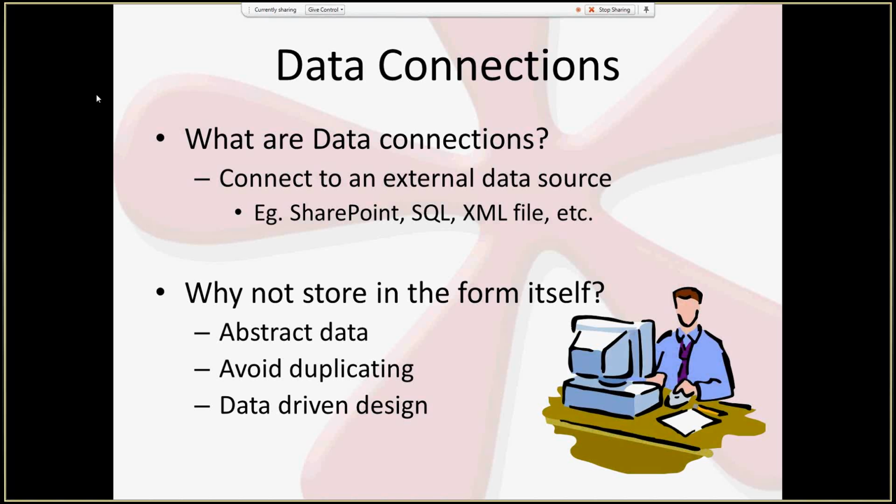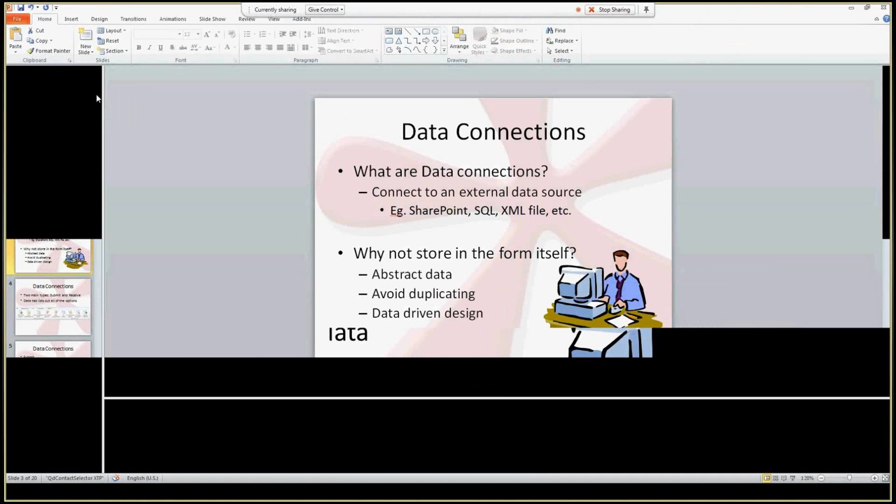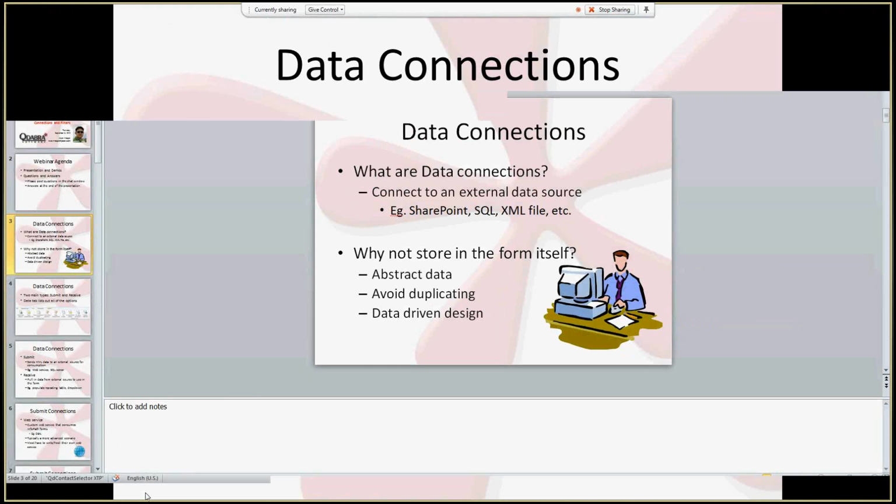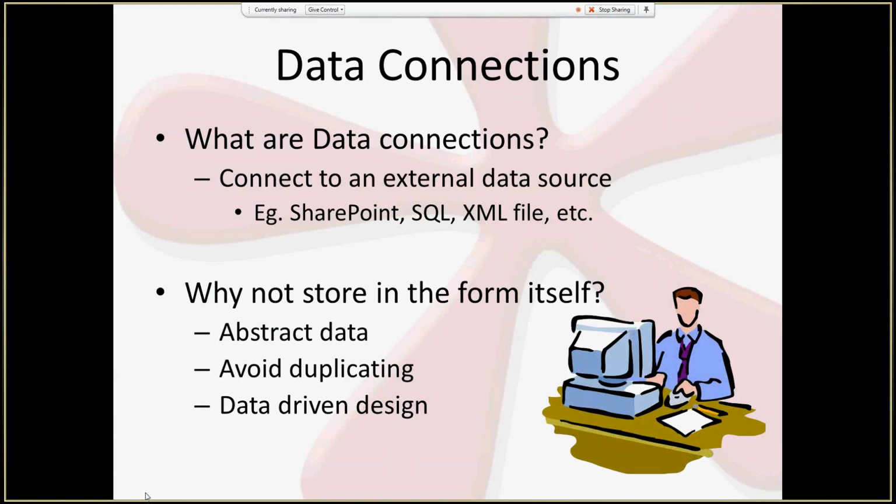With external data, why wouldn't you want to store some of this data in the form itself? A lot of times you want to abstract the data. You have a lot of data in your form already, so this way it's easy to take out the data that's not necessary in your actual form. A lot of times you want to avoid duplicating your data. When you're putting your data inside the form, you don't want to replicate it elsewhere, whether it's in a SharePoint list or an XML file. If it's living there already, why not just pull it in? Why do you have to copy it into the form? It just doesn't make sense.